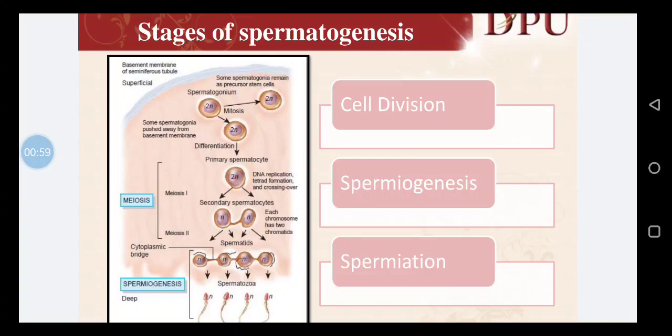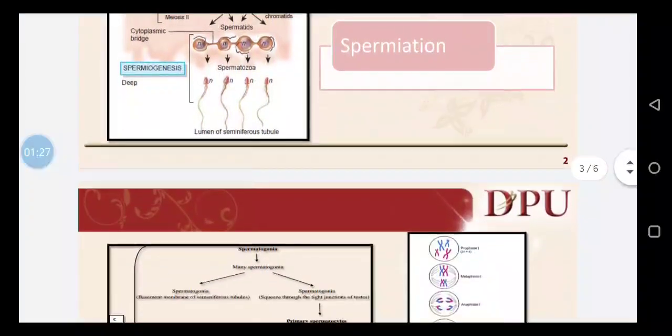The third stage of spermatogenesis is spermiation, where the developed sperms migrate to the lumen of the seminiferous tubules for storage. The entire process of spermatogenesis takes about 65 to 75 days, and it starts in the seminiferous tubules at the basement membrane, from the stem cells called spermatogonial cells. So let us see the first stage, that is cell division.